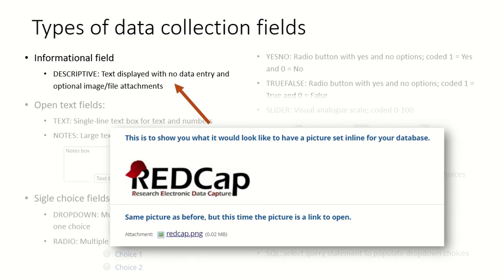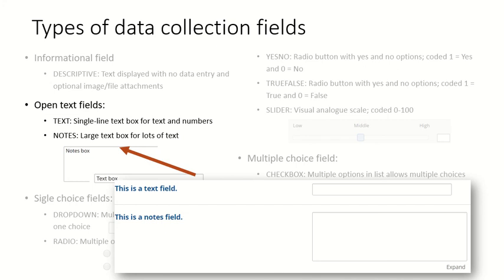The first one that's available is called a descriptive field. This is an informational field, and the items that would go here are not in the database. They're in the metadata of the build of the project, but there's nothing that's going to be placed into your exported file. So you can put instructions here or pictures here or download fields or whatever it is you want to do. You can also link to videos like a YouTube video or whatever it is you need to do.